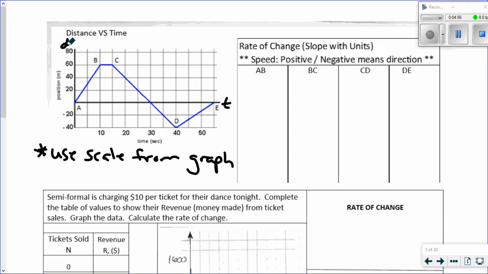Now, I'm not going to mark this up for everything. It's going to get really confusing if I do. But for AB, if we came across and up, m is going to equal, what's my up? 60 over 10, which reduces to 6. Okay. BC, there is no rise. That's 0 over 5, which equals 0.